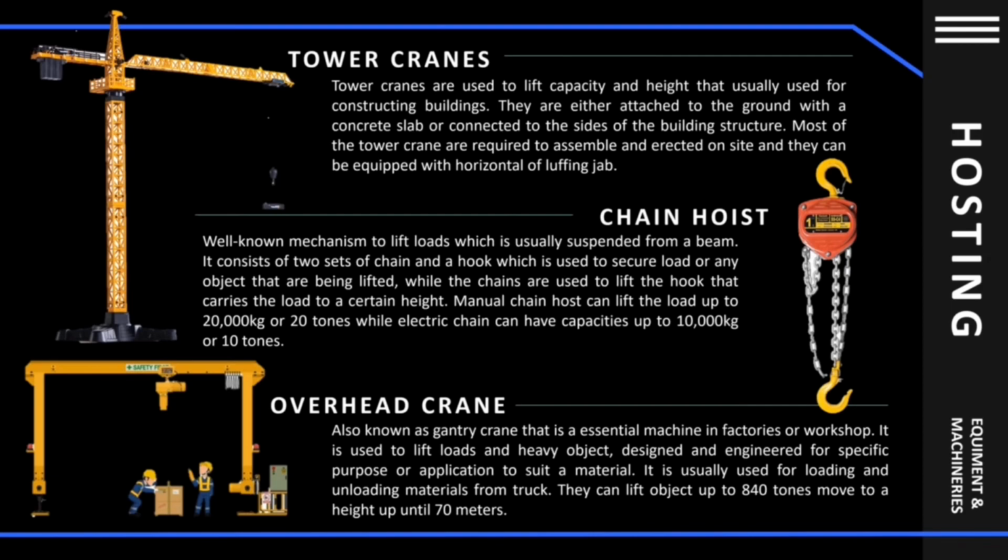And the last one is overhead crane, also known as gantry crane, that is an essential machine in factories or workshops. It is used to lift loads and heavy objects, designed and engineered for a specific purpose or application to sweep a material. That's all a little bit from me about construction equipment and machinery.